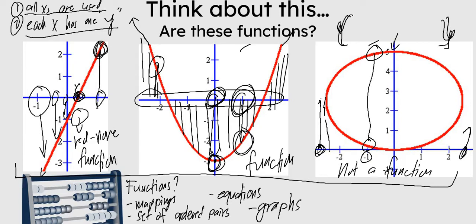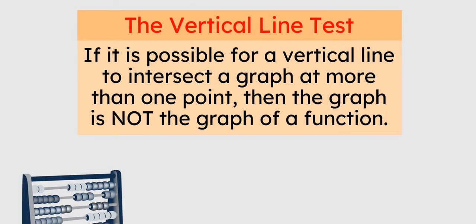Now, there is an easier way of determining if graphs are actually functions, apart from doing this manually, which will take a long time. So instead, we can do the vertical line test. If it is possible for a vertical line to intersect a graph at more than one point, then the graph is not the graph of a function.